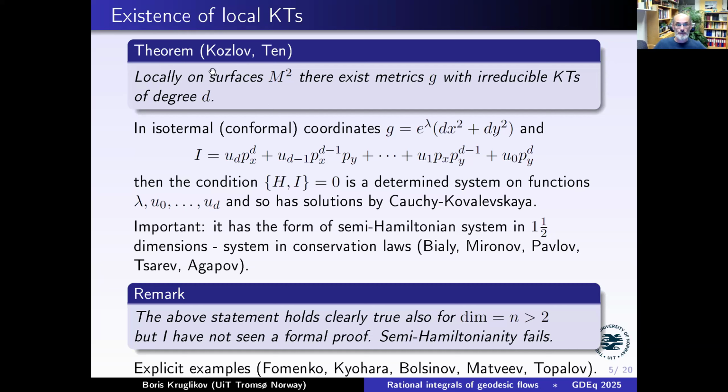So here is a surface, and the story is the following. Let me explain the proof very shortly. Let's write the metric in isothermal conformal coordinates. It's dx squared plus dy squared if it's Riemannian. If it's Lorentzian, the expression in parentheses will be dx squared minus dy squared or dx dy. It doesn't matter. It's important that there's only one function here, which is the conformal factor.